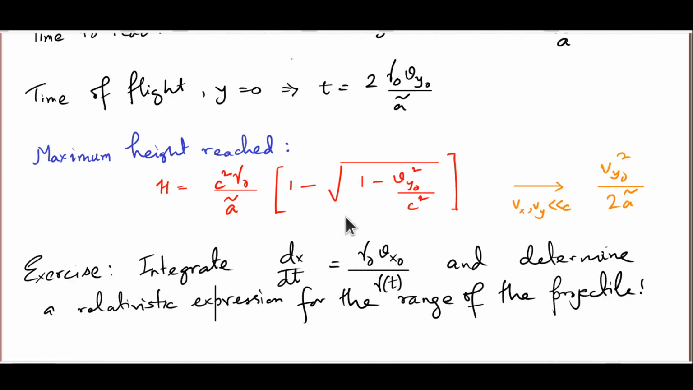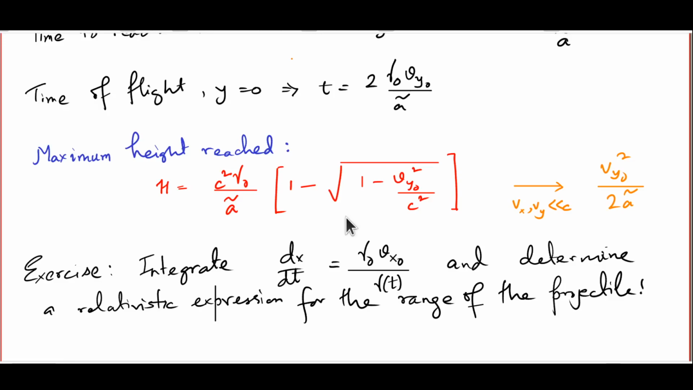Now there are many questions that we can ask. For example, we can integrate dx dt, which is gamma 0 Vx0 by gamma of t. And here, gamma 0 and Vx0 are fixed quantities. Gamma of t is a known function of time that we have just worked out. So integrate this to find out x as a function of t, and in particular, try to figure out what is the relativistic expression for the range of the projectile.